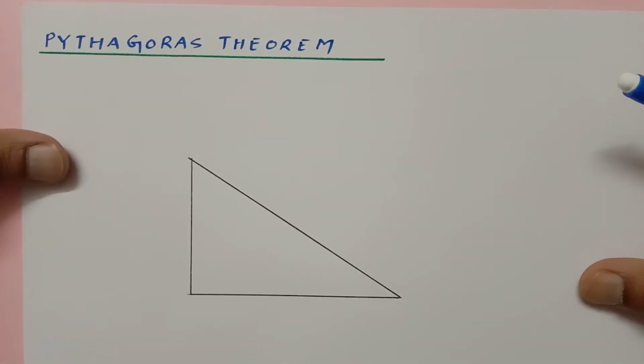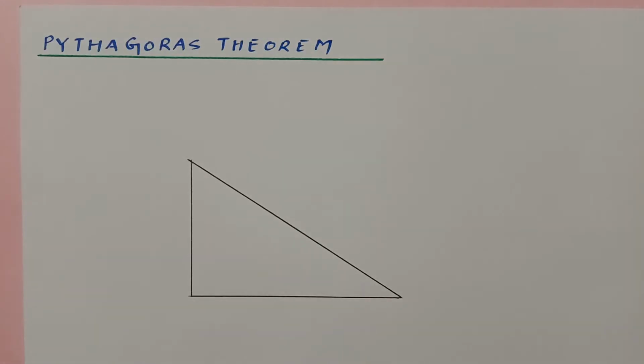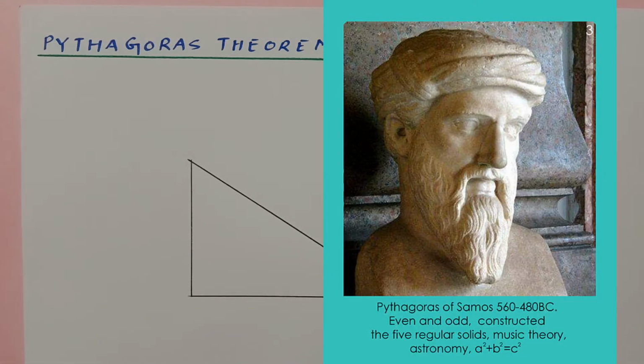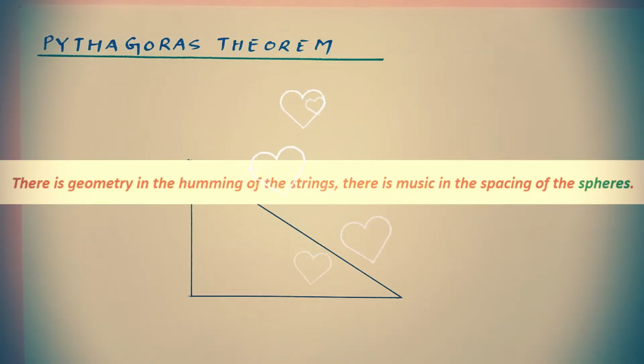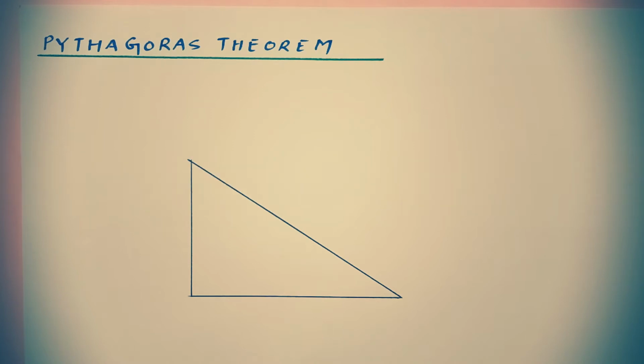So, Pythagoras theorem was given by Pythagoras, and he was a Greek philosopher and mathematician. He had deep interest in music as well. So he was also called the Pythagoras of Samos, as he belonged to Samos. And since I told you that he was interested in music, I'll share one small part that he wrote in connection with the science, and very beautifully written. There is geometry in the humming of strings. There is music in the spacing of the spheres. Wow, wonderful. And we are not going to go in depth about the meaning of this, but hopefully you can make a connection that he was very much interested in music as well.